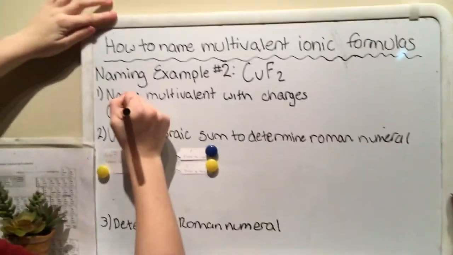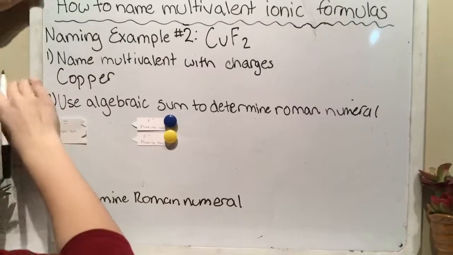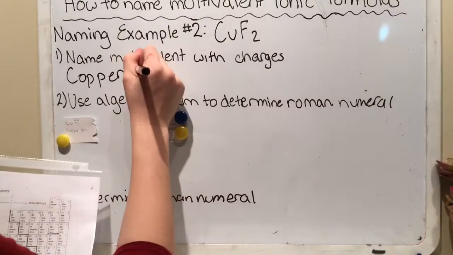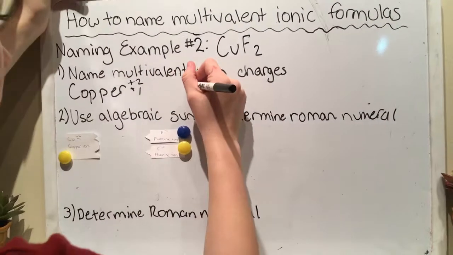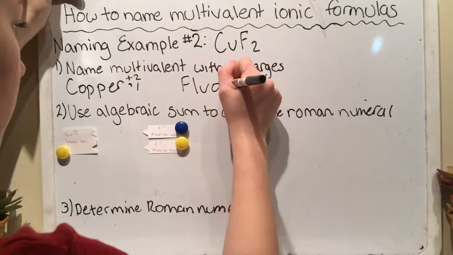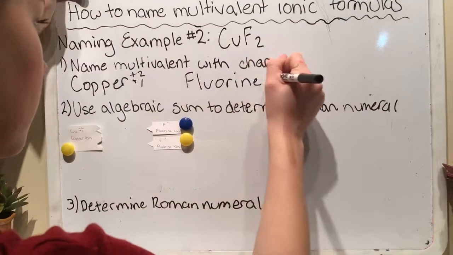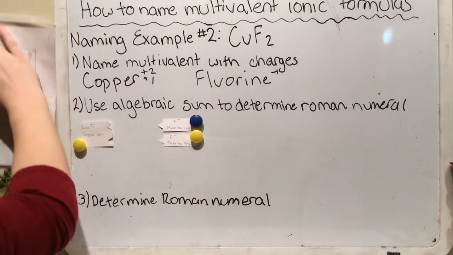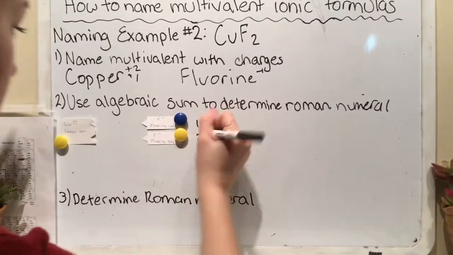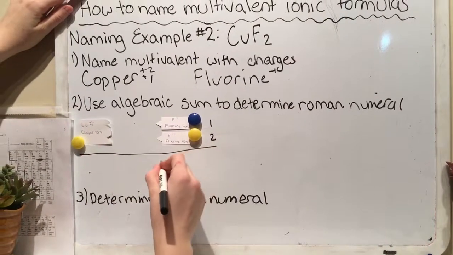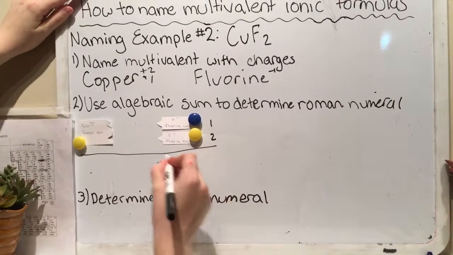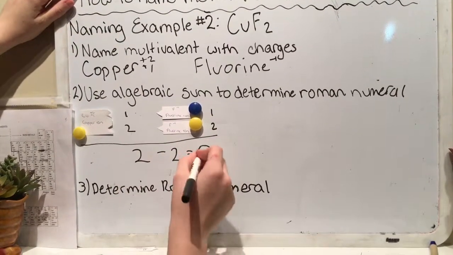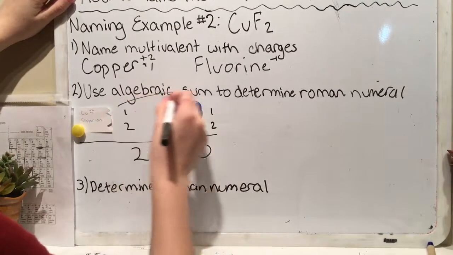Now example 2 is copper fluoride, CuF2. Again, we name the multivalent with its charges. Copper +2 or +1, fluoride -1. We use the algebraic sum method to determine the Roman numeral needed. So here I have 2 fluorine, 1 copper. So to cancel that out, that means I need 2 copper. Our Roman numeral will be 2.